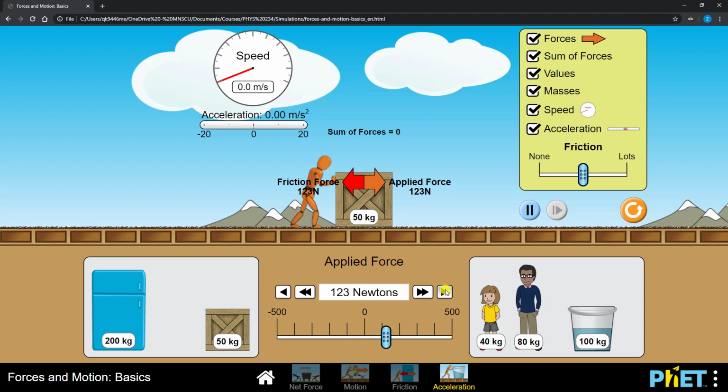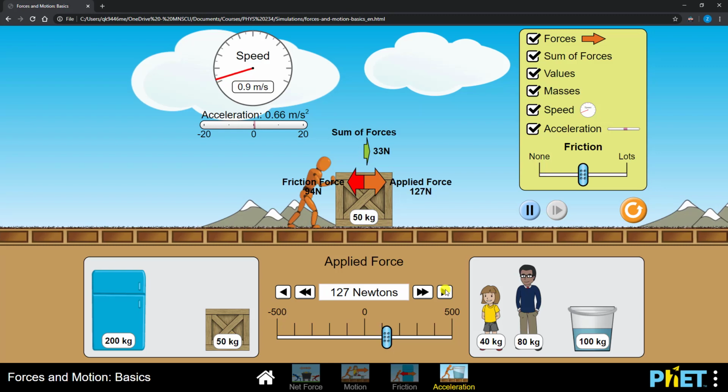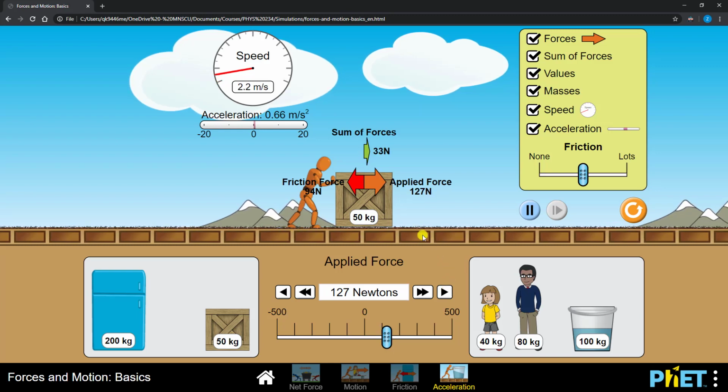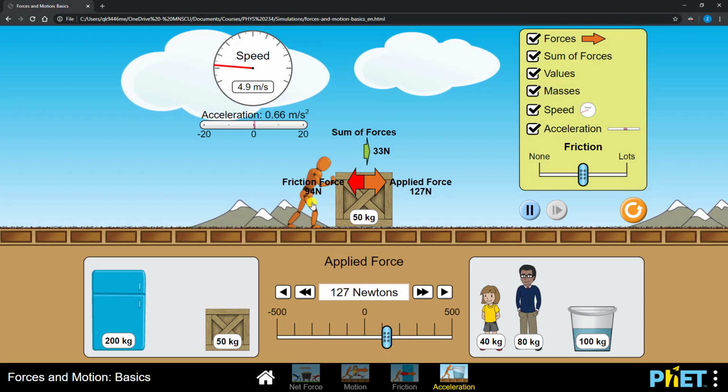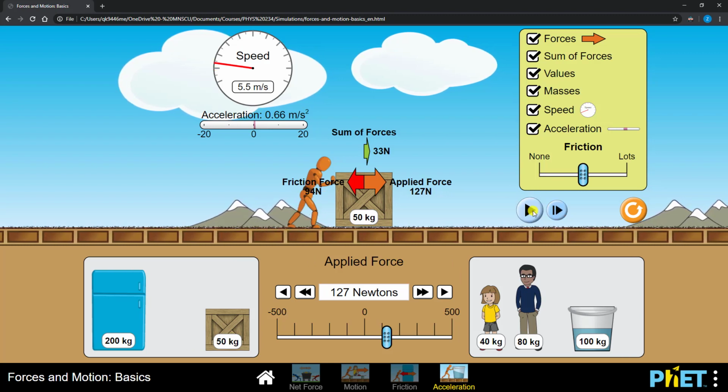So let's get to that point. Oh, there we go, about 125 newtons. So now friction actually gets less. That's because once you start moving, let's pause it. Once you start moving, it's easier to move.